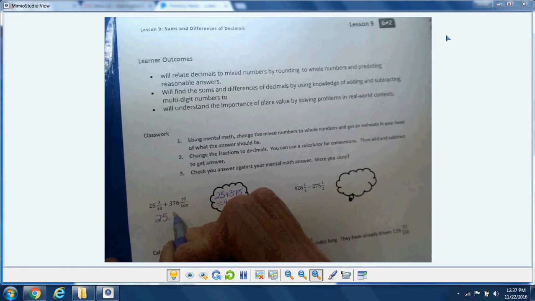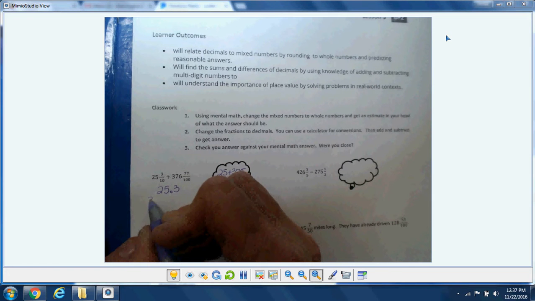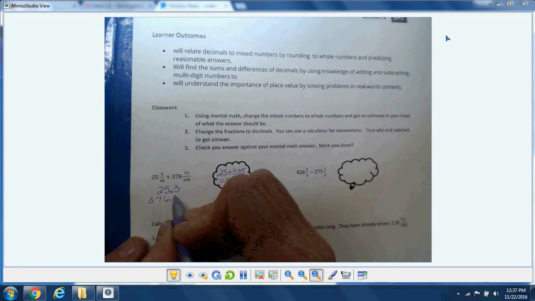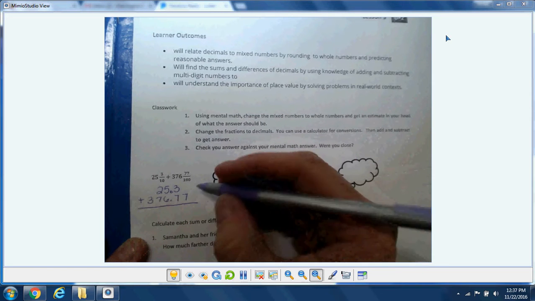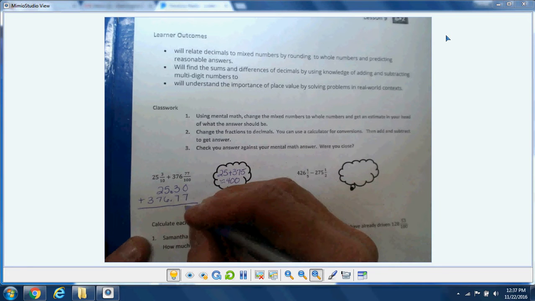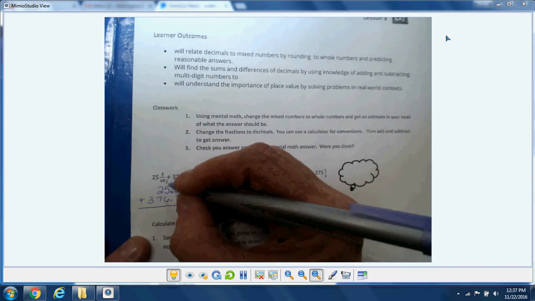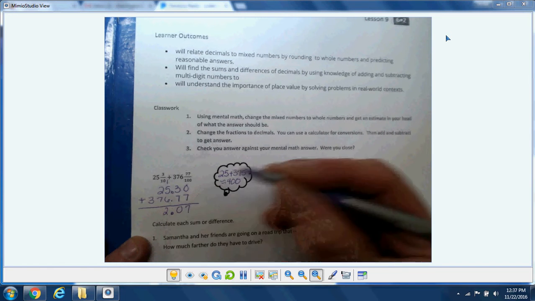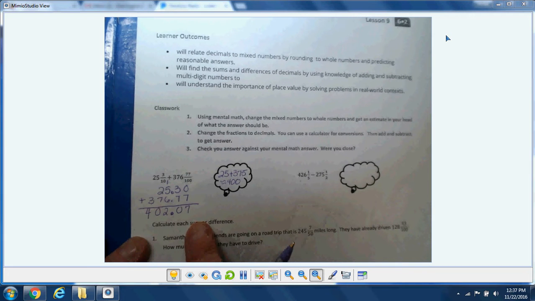25 and 3 tenths, that's how we write that down. Remember the tenths place. And then 376 and 77 hundredths. When I add decimals, I like to put a 0 here so it's easy to watch my places. So I have 7 in the hundredths place, 10 with a carrying 1, 2. Remember to put your decimal down. And my answer when I add that is 402 and 7 hundredths, which is very close to what my estimate was going to be.